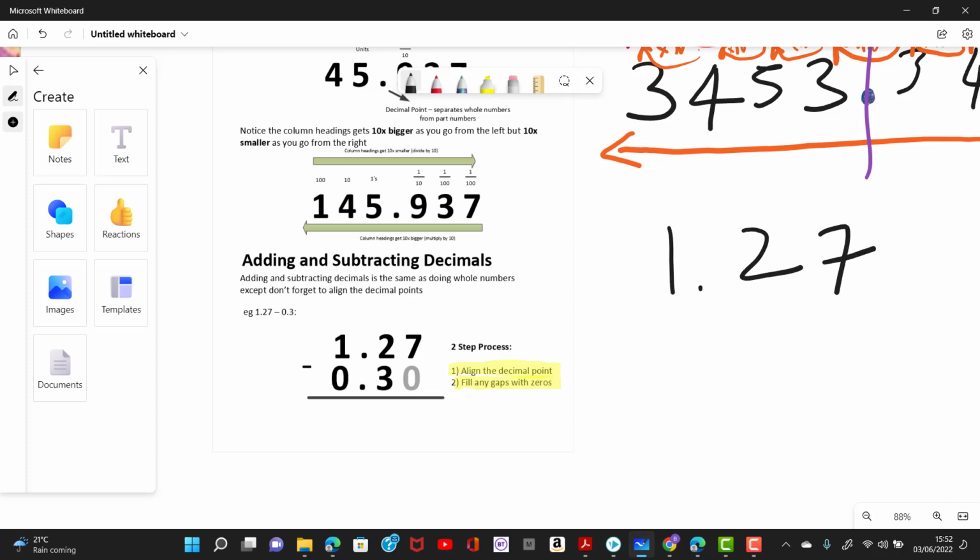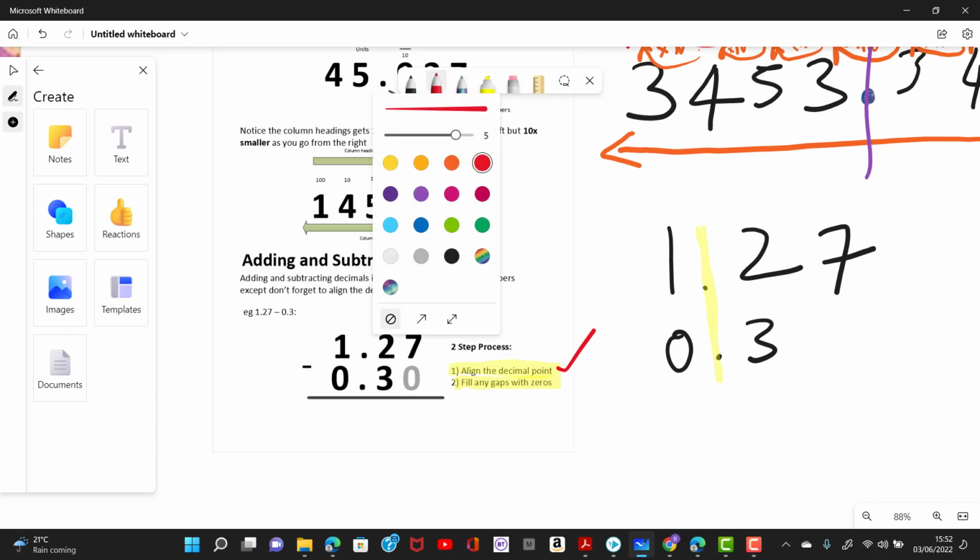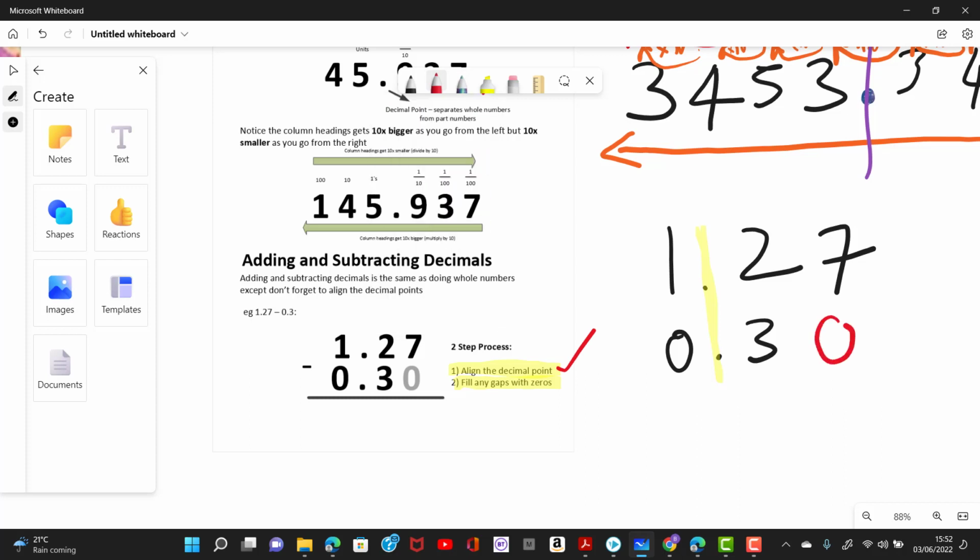1.27 take away 0.3. So notice how we have lined up the decimal point here. So that's the first step, so I put a tick there. And the second step is to fill any gaps with zeros. So we've got a gap down here, so I fill that with zero.